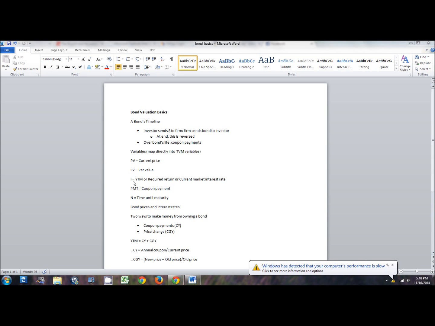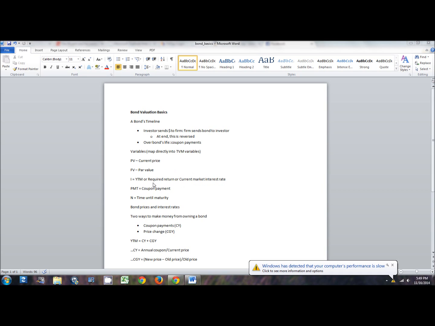The I, or the interest rate in a bond problem, comes by three different terms. First is the YTM, or yield to maturity. Second is the required return on the bond. And third is the current market interest rate. Now, I'm going to have a whole lot more to say about all of these when I see you again in Finance 680. It's not really appropriate to go into a really detailed discussion about these right now, because I'm just going to do that again in Finance 680. But I just want to make you aware that there are three terms that all point back to the same interest rate in a bond problem.